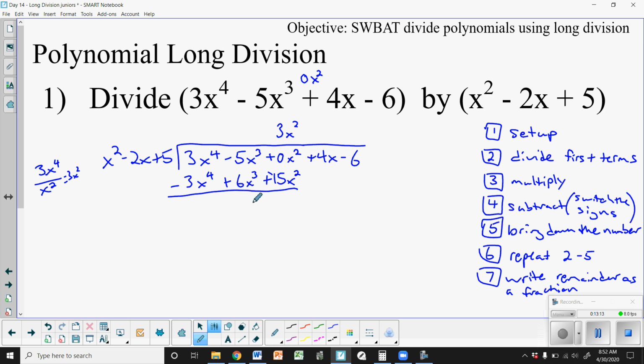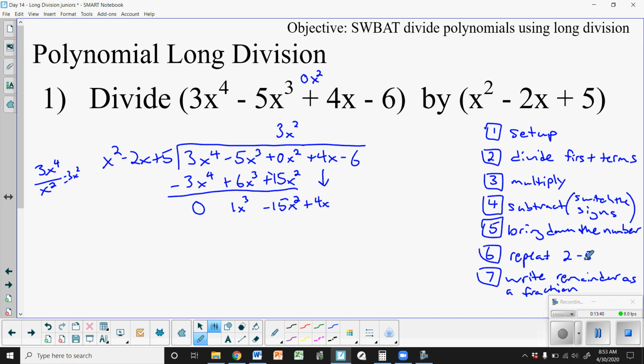All right, so we switch the signs. This cancels out just like we wanted to. This becomes a 1x cubed. And then this becomes a negative 15x squared. So we subtracted. Now we bring down the number. So now we're going to bring down this 4x. So now we have plus 4x. All right, so we brought down the number.